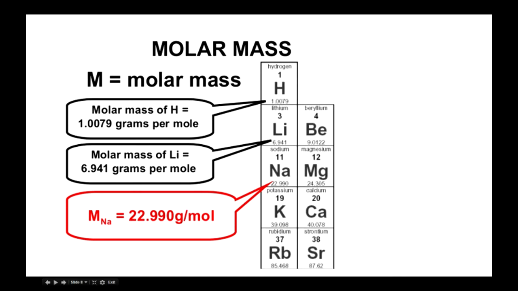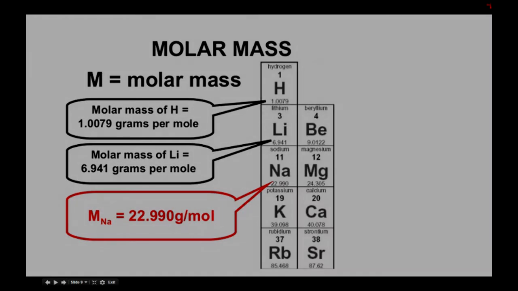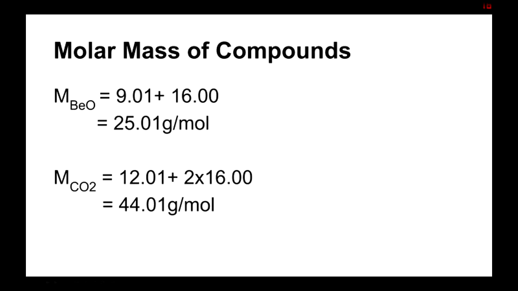Alright, so now that we know how to find the molar mass of single elements, let's move on to how to find the molar mass of compounds. So to find the molar mass of beryllium oxide, what you do is you get the molar mass of beryllium and you'd add that to the molar mass of oxygen, and that gives you 25.01 grams per mole.